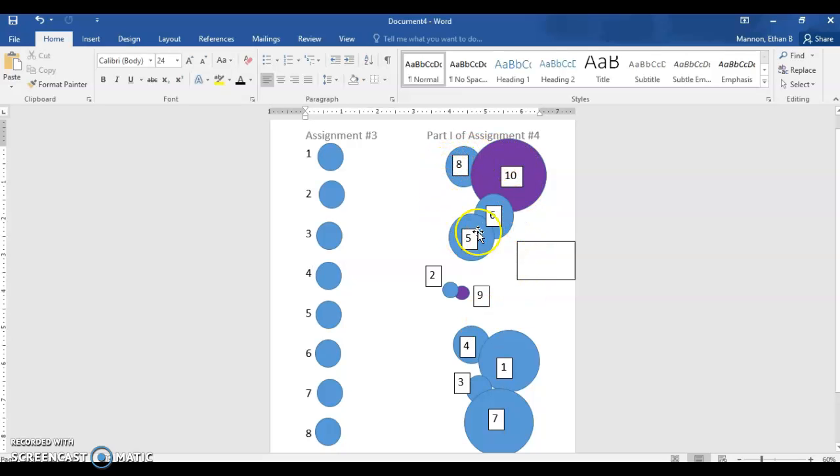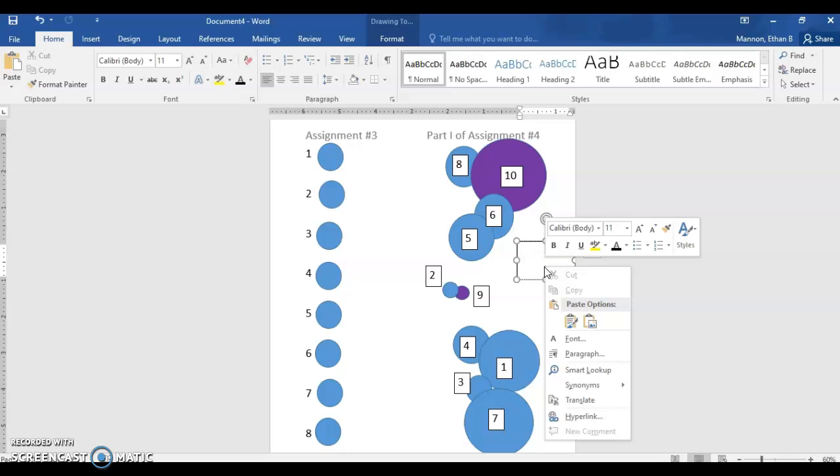So what I've tried to demonstrate here is the way that source 8, 10, 6, and 5 all connect together in some way. They have something in common, and so maybe I would talk about all of them in the same paragraph, and that paragraph would take up between a third and a half of part number 1 of assignment number 4. Sources 2 and 9 are connected, but look how little room they take up. I would only have room to briefly mention them. And then source 4, 1, 3, and 7 also connect in some way, and they take up about a third to a half of my total paper.